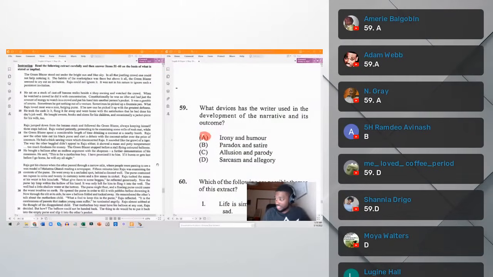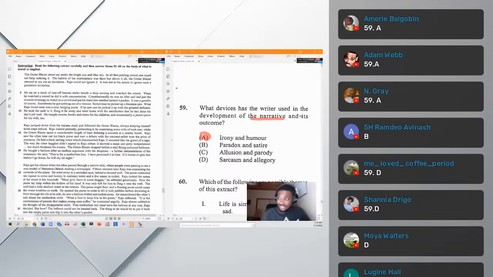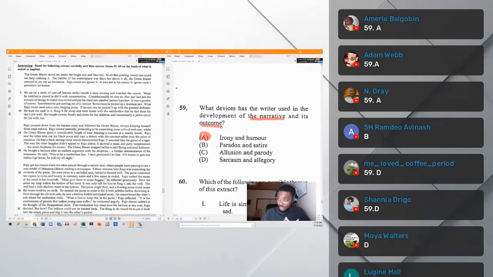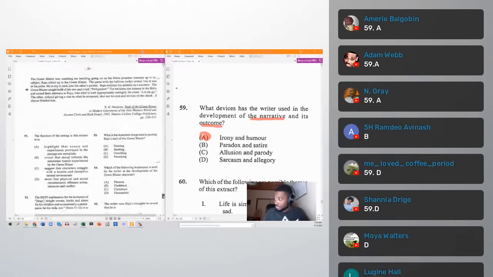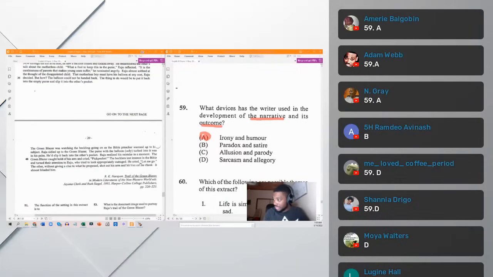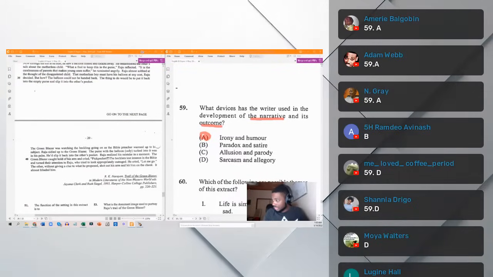We see irony. Where do we see irony? There are a number of ironies here. But let's look at what the question asks. Used in the development of the narrative, the whole story, and its outcome. So whatever devices we choose, it must relate to the narrative as a whole, and it must also relate to the outcome. All right, what is the outcome? The outcome here is Raju gets caught. What is the irony in the outcome?